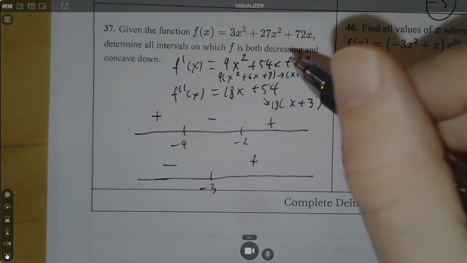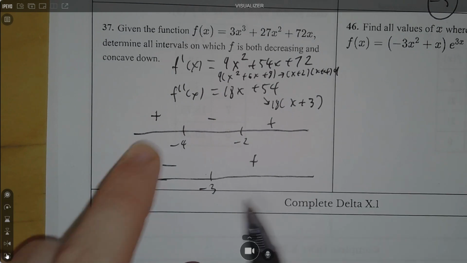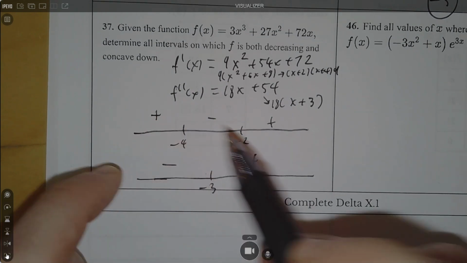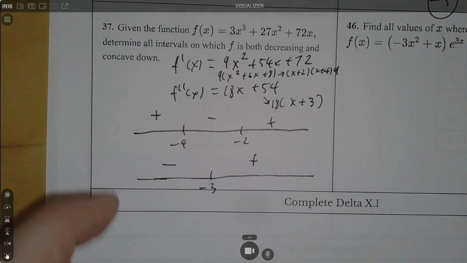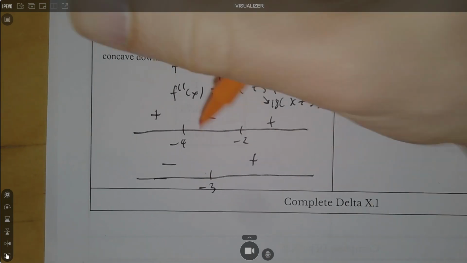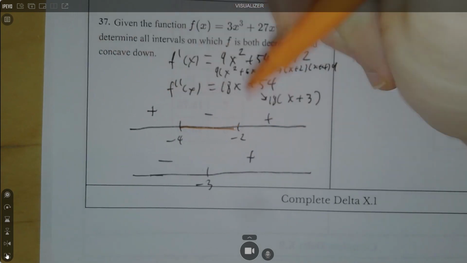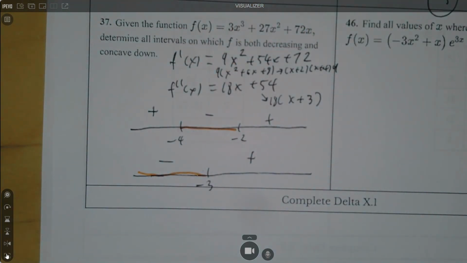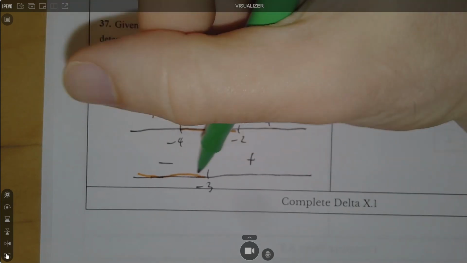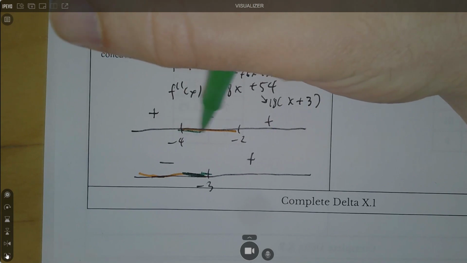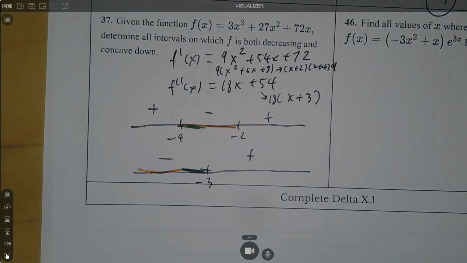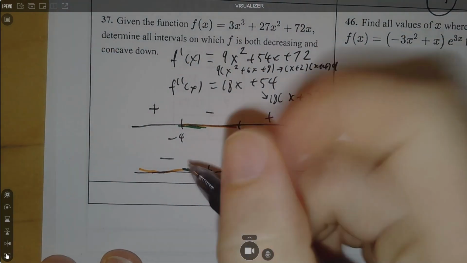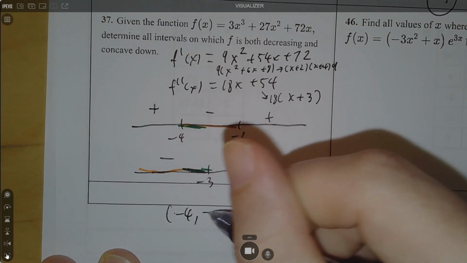So the question is, where is it decreasing and concave down? It's within this interval, -4 to -3, the overlap of the negatives. Let me highlight that for you. This is negative here, this is negative here. Where do they overlap? They overlap right here on this interval. That's where they're both true. So you'd say -4 to -3.